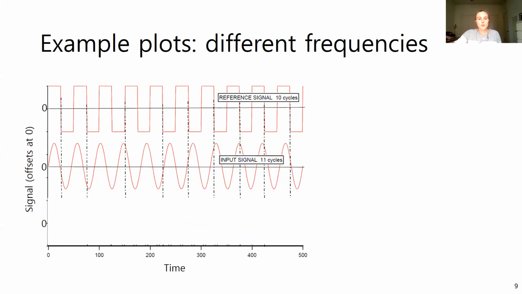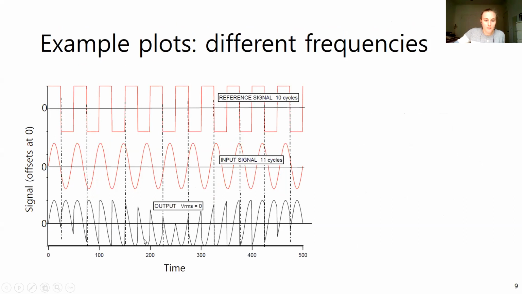And then the last plot I want to show here is when you have different frequencies between your reference and your input. So you can see here that I've written the reference signal is 10 cycles while the input signal is 11 cycles. So they're slightly out of phase. You could see where these dashed lines are being drawn, that it's not always lining up. So when we multiply these signals together, you get something really funky, shifting from being mostly positive to kind of symmetric around y equals 0 to mostly negative.